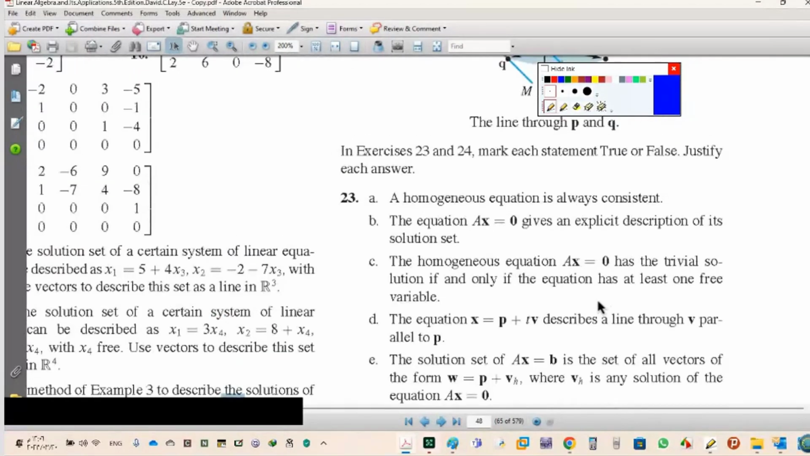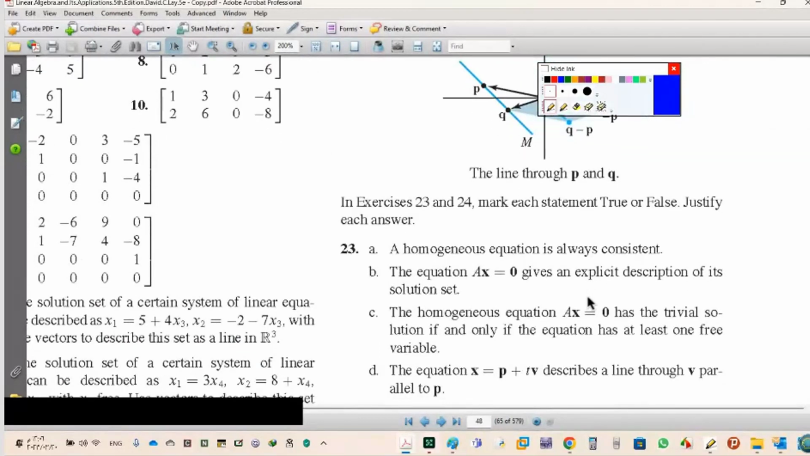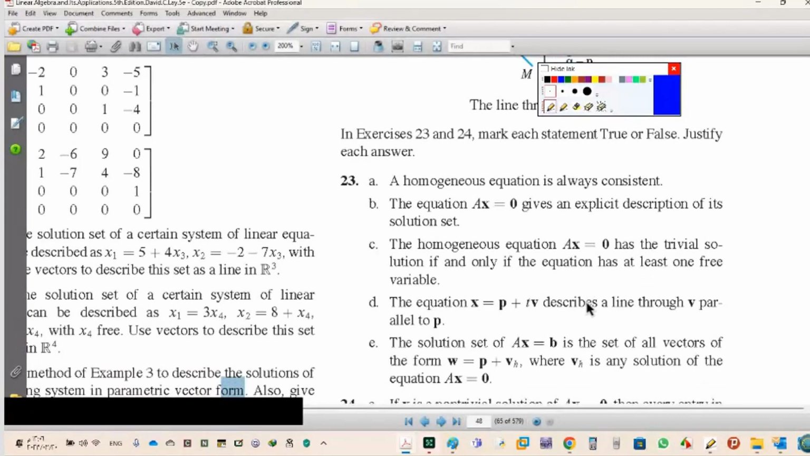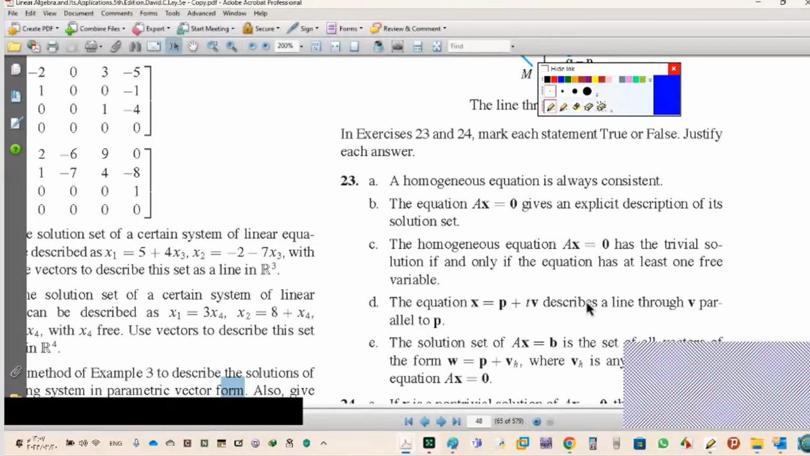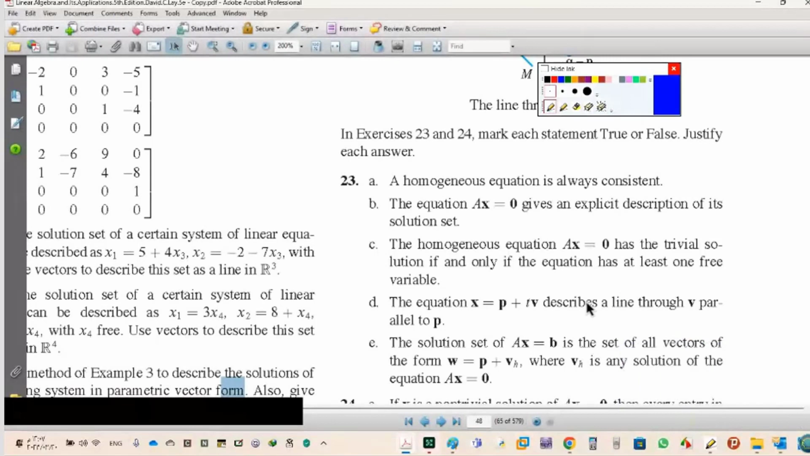Okay. Here we have true or false. A homogeneous equation is always consistent. True or false? What do you think? Correct. Consistent means we have a solution. So a homogeneous equation usually has a solution, either zero or a number. So it's correct, it's consistent. Inconsistent means there is no solution. Got it? So the first one is correct.